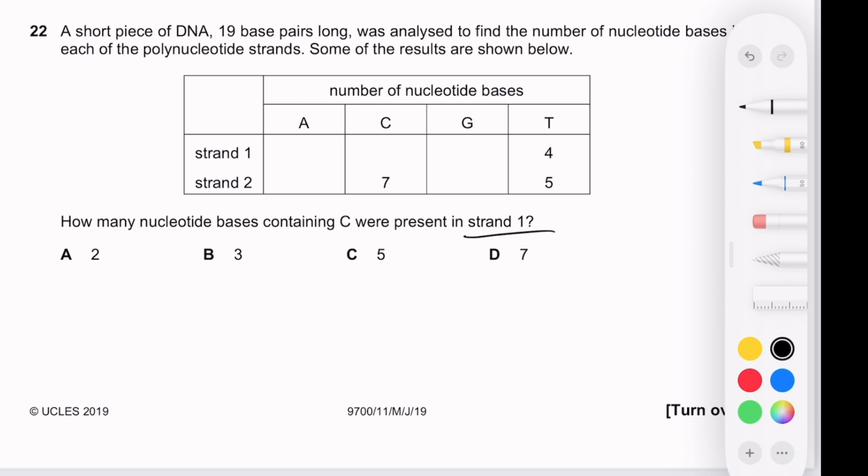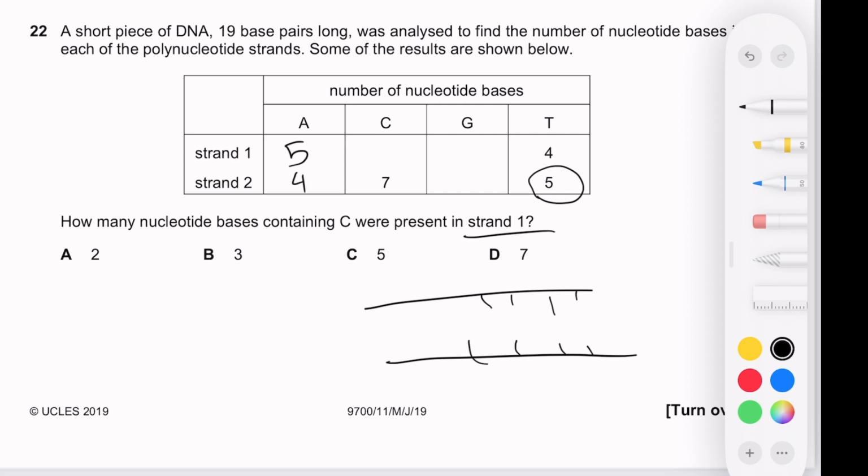Alright, so here we're going to rely on the complementary base pairing rule. We know that adenine pairs with thymine, and here on the second strand we have 5 thymine, therefore 5 thymine on the second strand will pair with 5 adenine on the first strand, therefore I'm going to write here 5. Right, and then we've got 4 thymine here, therefore we have 4 thymine here. And here we've got 7 cytosine, then we've got 7 guanine.